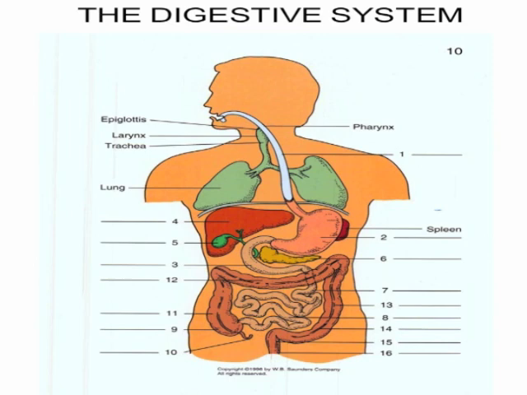Number 9 is the cecum. Number 10 is the appendix. Number 11 is the ascending colon. Number 12 is the transverse colon. Number 13 is the descending colon. Number 14 is the sigmoid colon. And number 15 is the rectum. And number 16 is the anus.